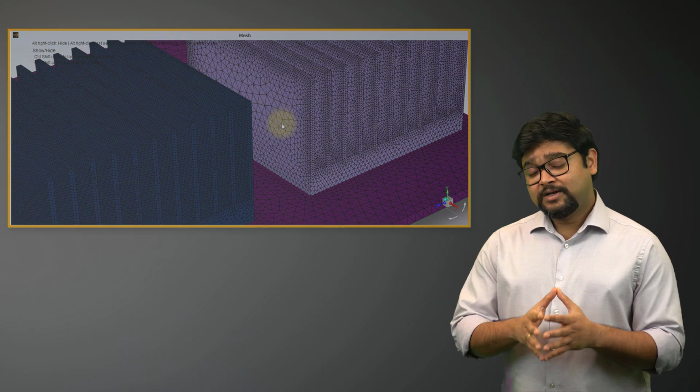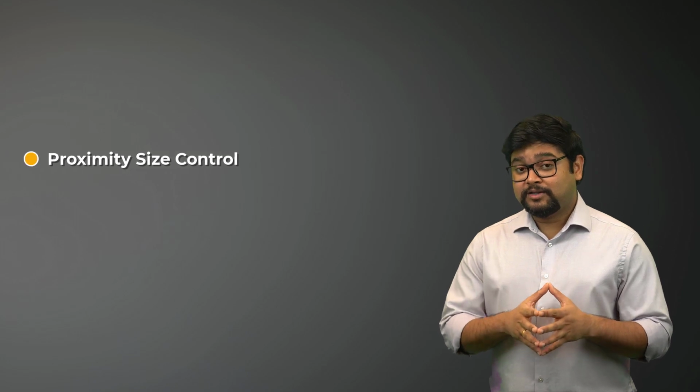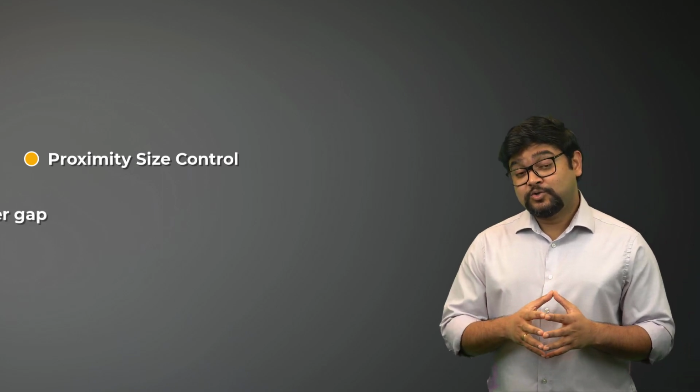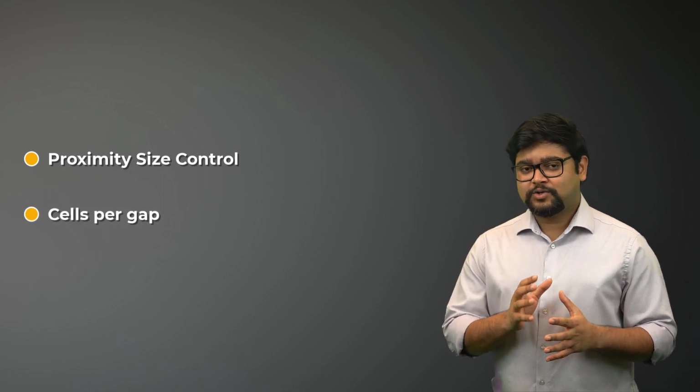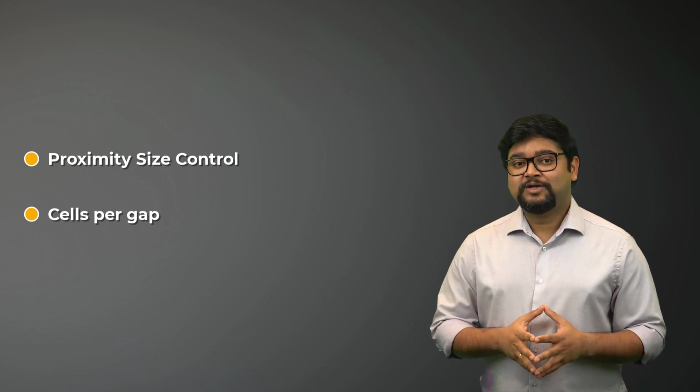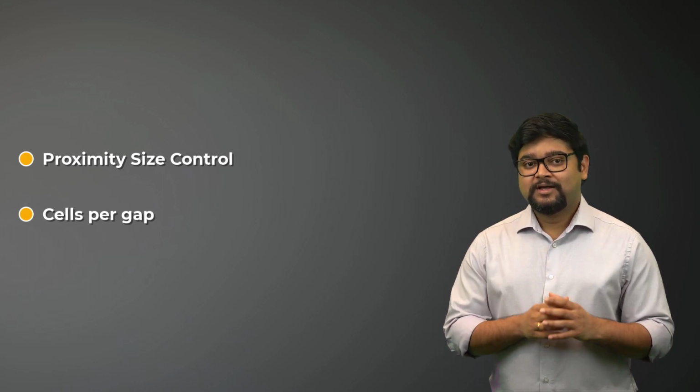So to summarize, in this video, we looked at the proximity size control for the local sizing task. This size control allows us to control the local sizing based on the number of cells per gap setting, which we understood using a hands-on example. And with that, we have come to the end of this video.